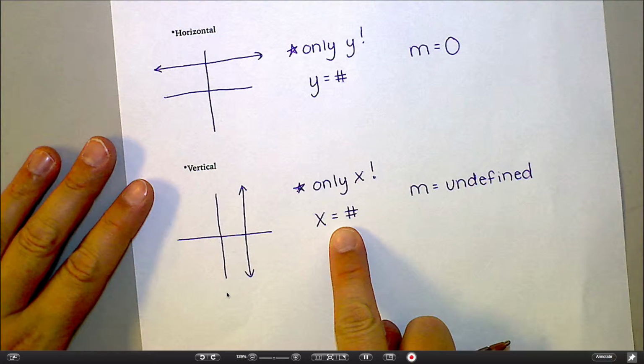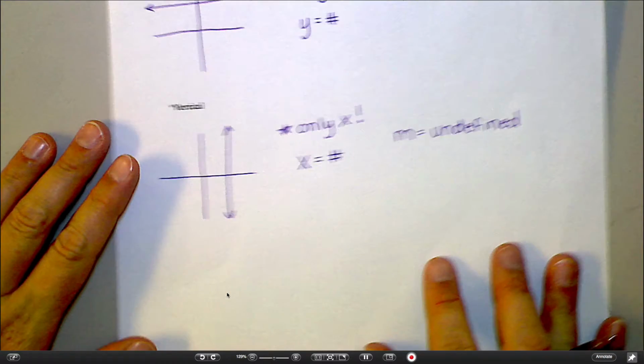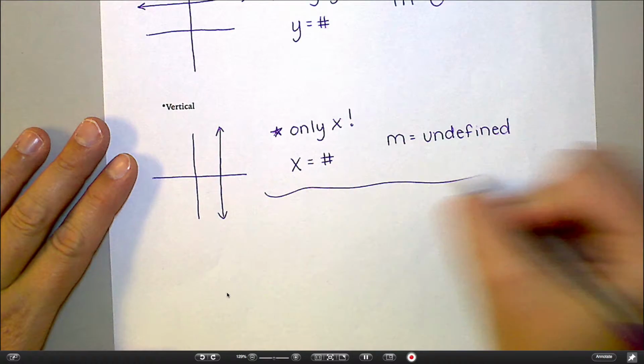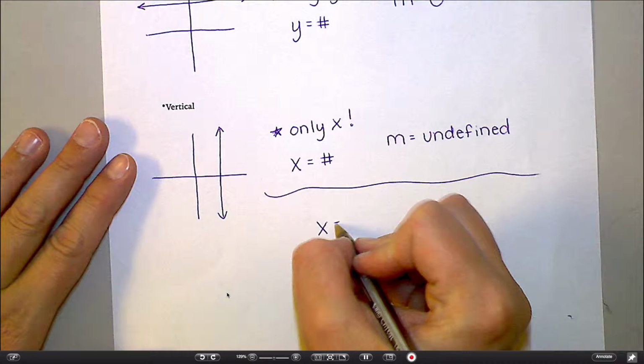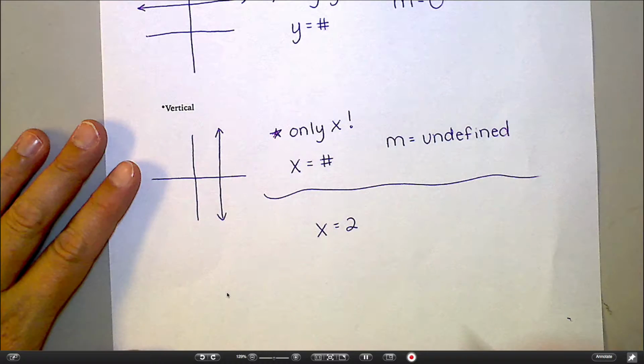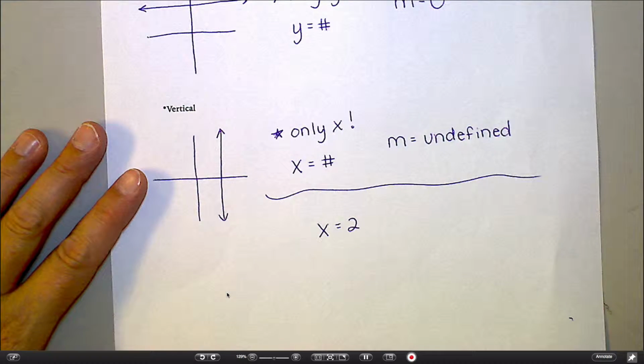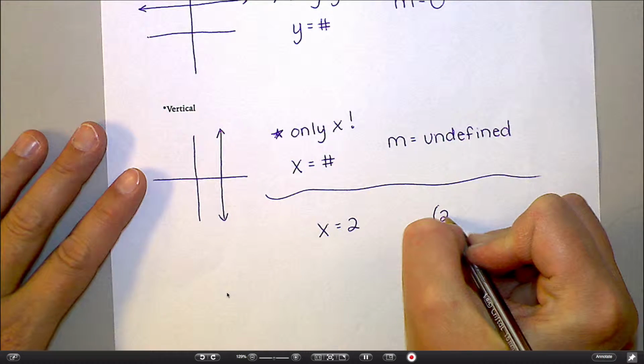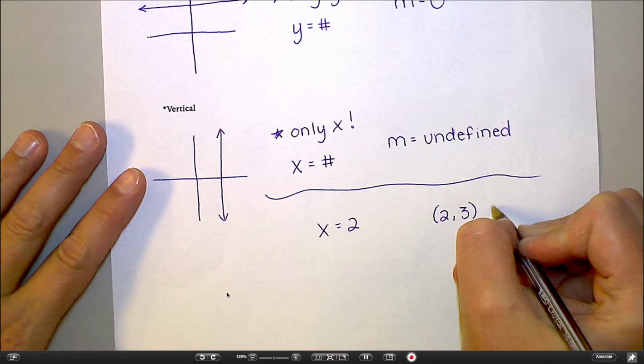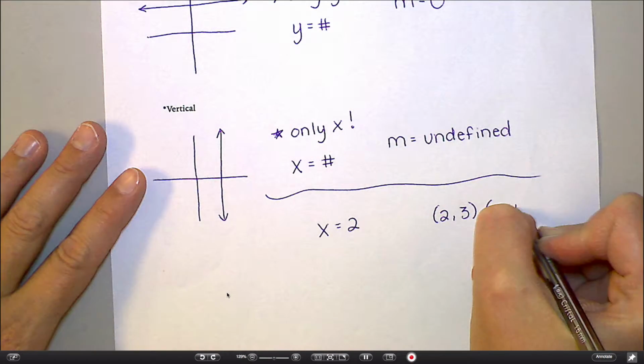If your equation is x equals a number, let's just say it was x equals, I don't know, what's your favorite number? What do you want to use? 2. X equals 2, okay? Give me some coordinates that would be on that line. If I'm saying that x has to equal 2. 2, 3. Sure, 2, 3. Give me another one. 2, 4. 2, 4. Good, nice and easy for me.